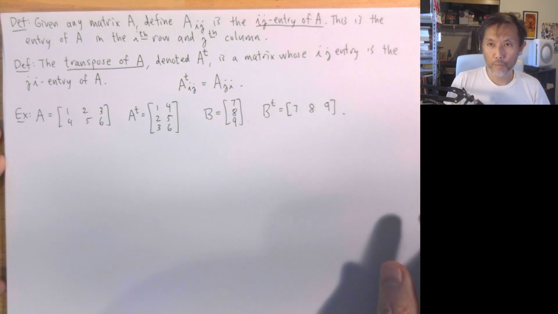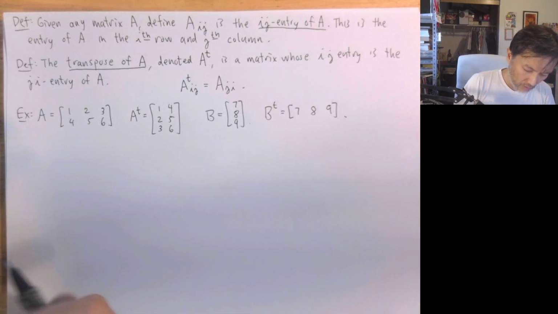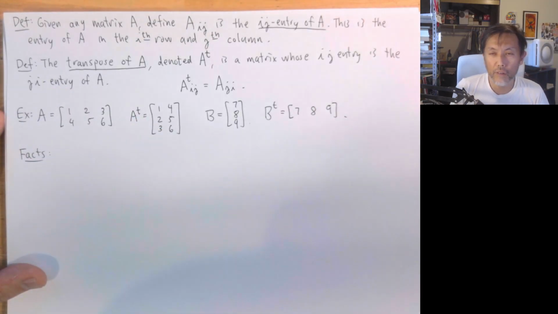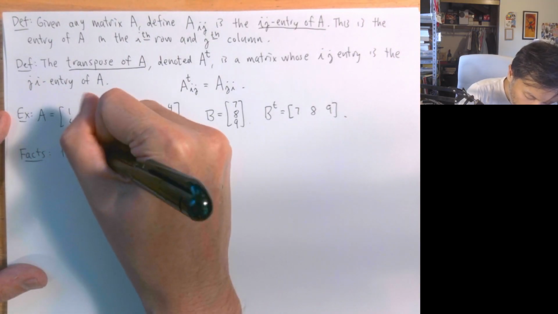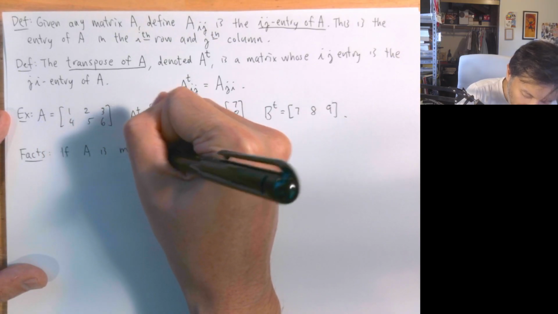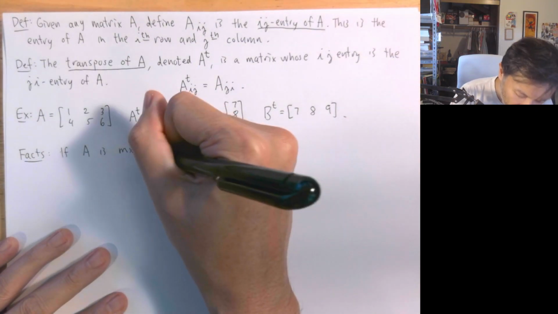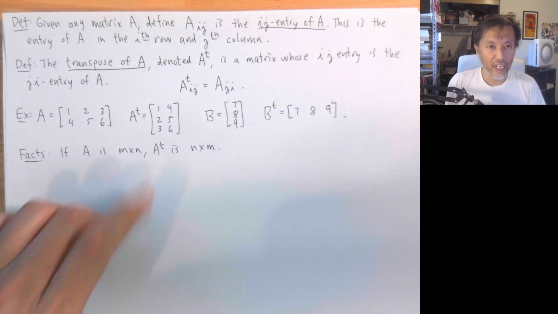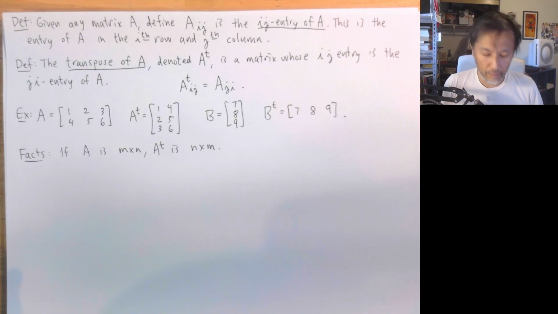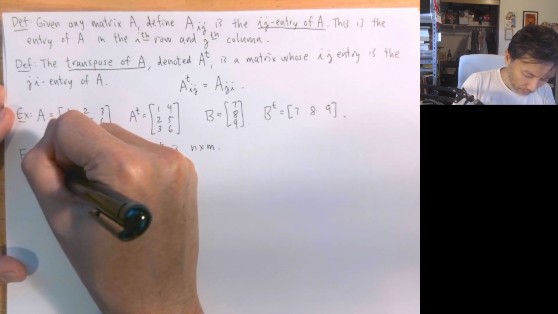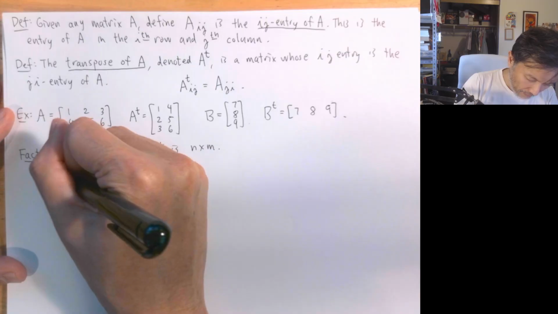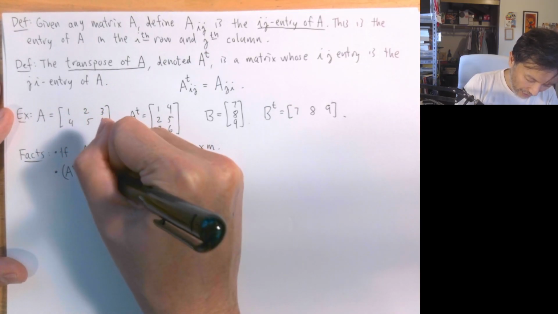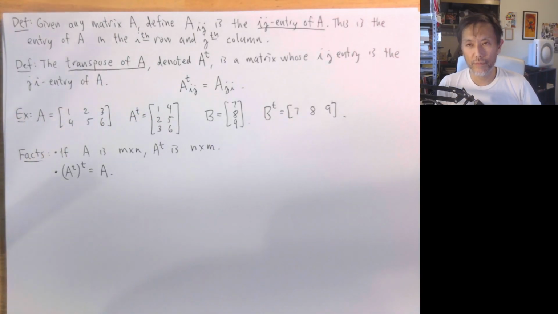Okay. Some facts about transpose. If A is m by n, that is to say, if its shape is m by n, then obviously A transpose is n by m. It's got n rows and m columns. Another fact which is pretty easy to see is that if you take the transpose of the transpose, that's just the matrix itself, right?